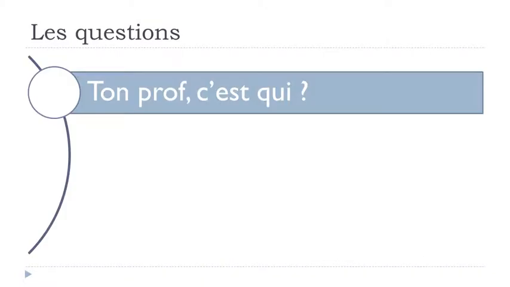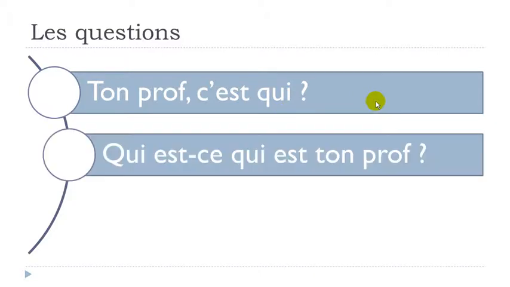So the first one, if you want to know the name of who is the teacher of someone, okay? The first option would be: Ton prof, c'est qui? Second option, so you can see that it's a bit longer, so we tend to use this est-ce qui that we tend to add, especially in the oral form, okay? Qu'est-ce qui est ton prof?